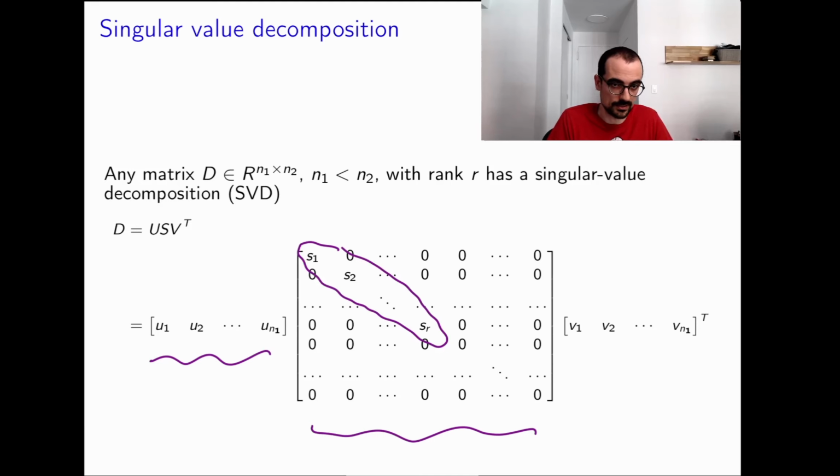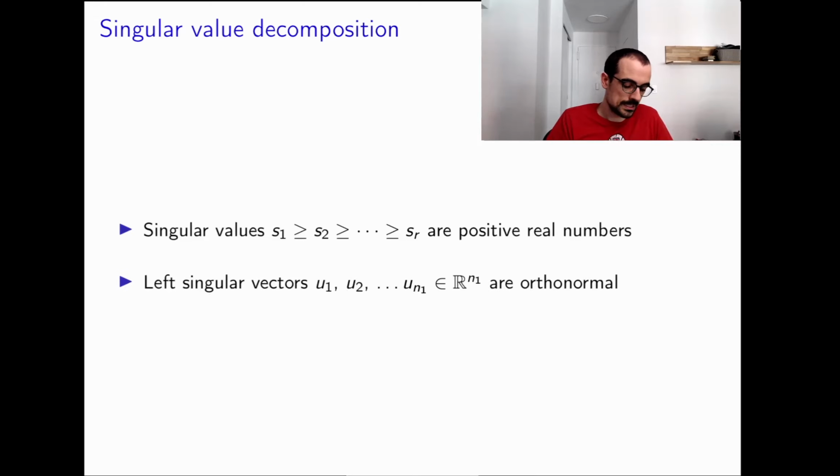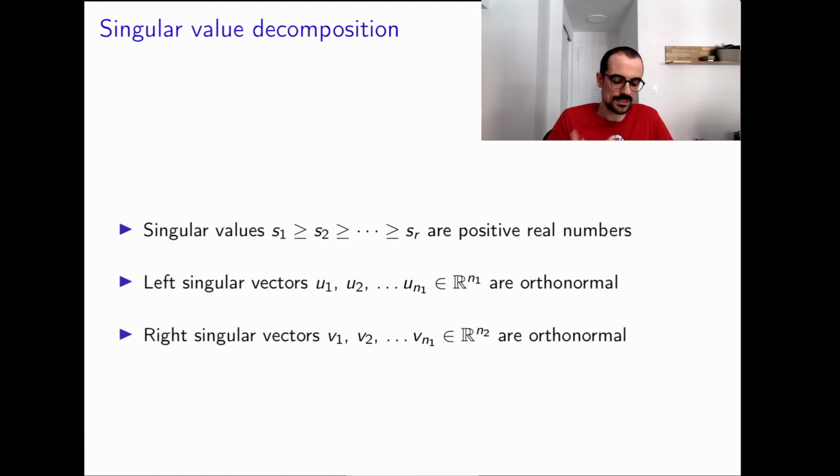In this case, the matrix D has rank r, we're assuming. But in general, this could be all non-zero. And then we have a matrix of rows that are orthonormal. The singular values are positive real numbers, and usually we order them so that the largest come first. The left singular vectors are orthonormal. These are the columns of this matrix on the left, U. The right singular vectors are also orthonormal. They're the vectors of this matrix on the right, V transpose.